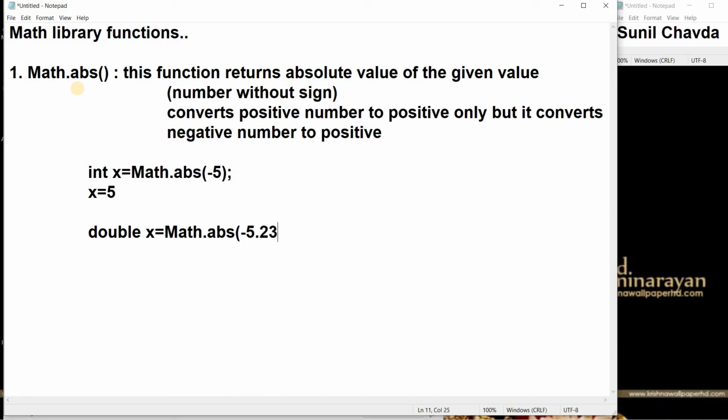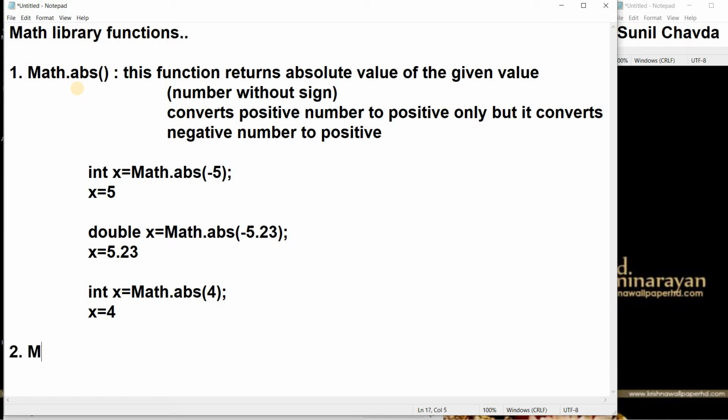I am writing -5.23. So the value of x will become 5.23. What if I provide a positive number? What if I write int x is equal to math.abs of +4? Then in that case, what will the system do? It will not convert anything and the final output will be 4 only. Understood this much? Please take a note of this.